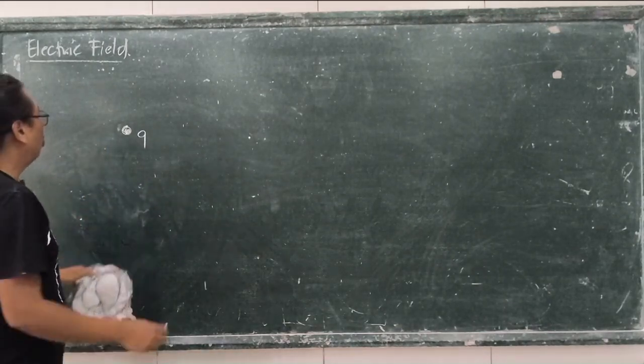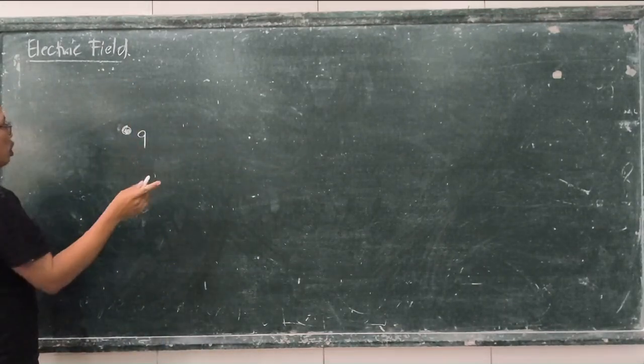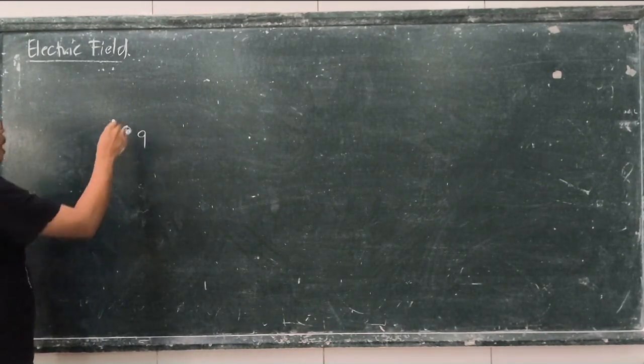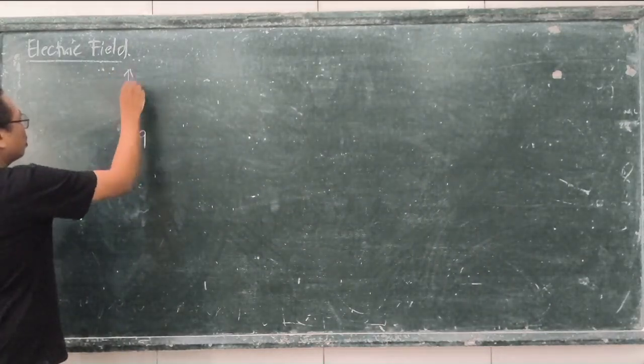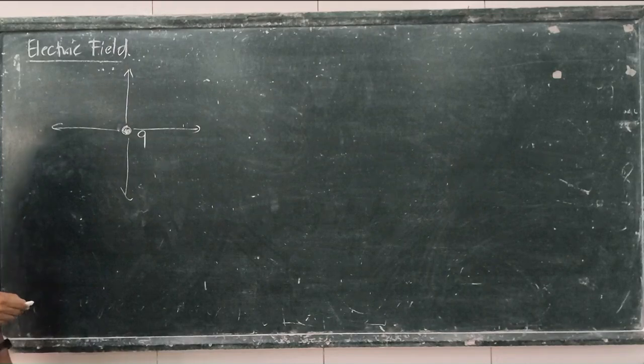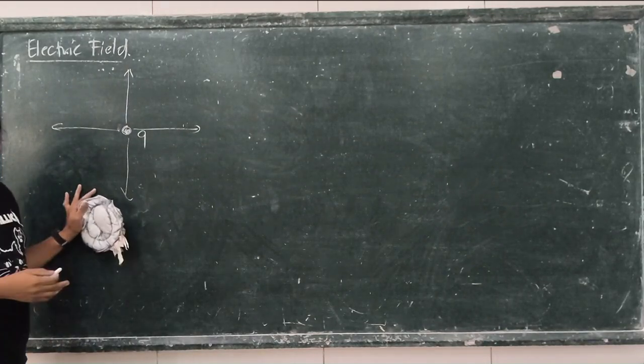So, how would it look like? Well, there are two kinds of charges, right? Positive or negative. If it is positive, then the arrows go out all throughout. This is called a radially outward direction, or radially outward.